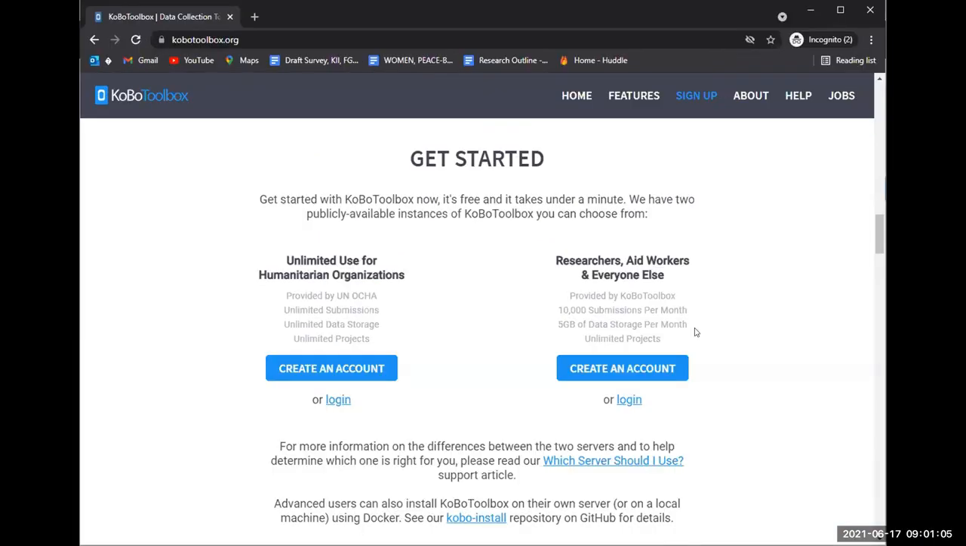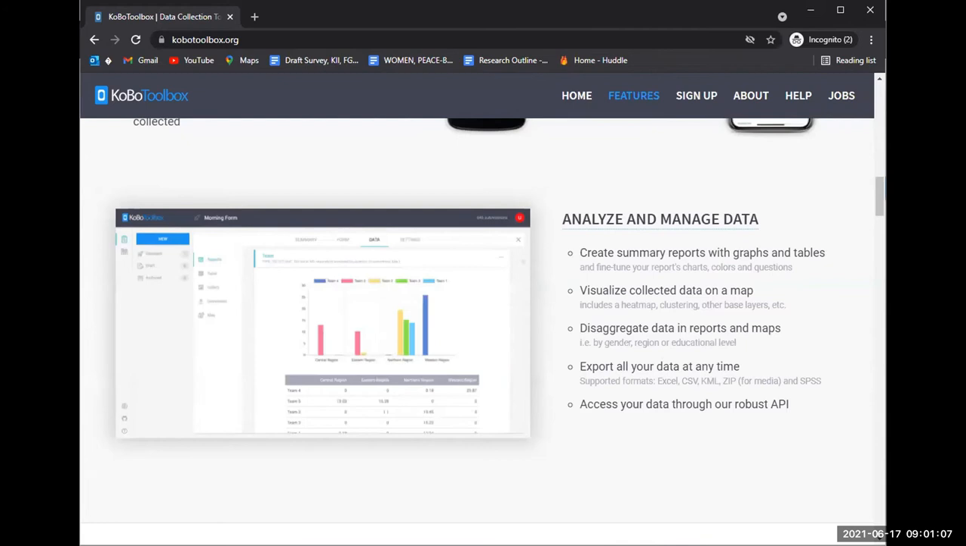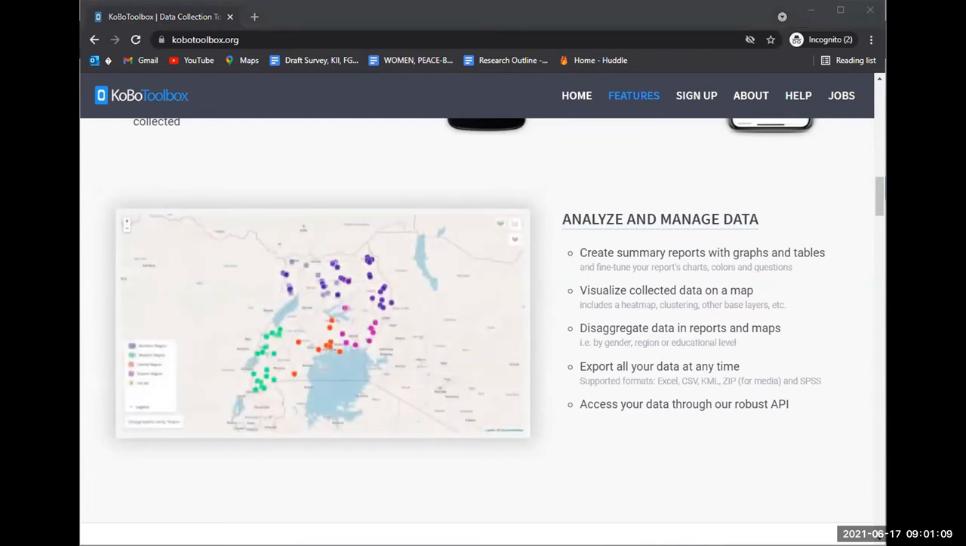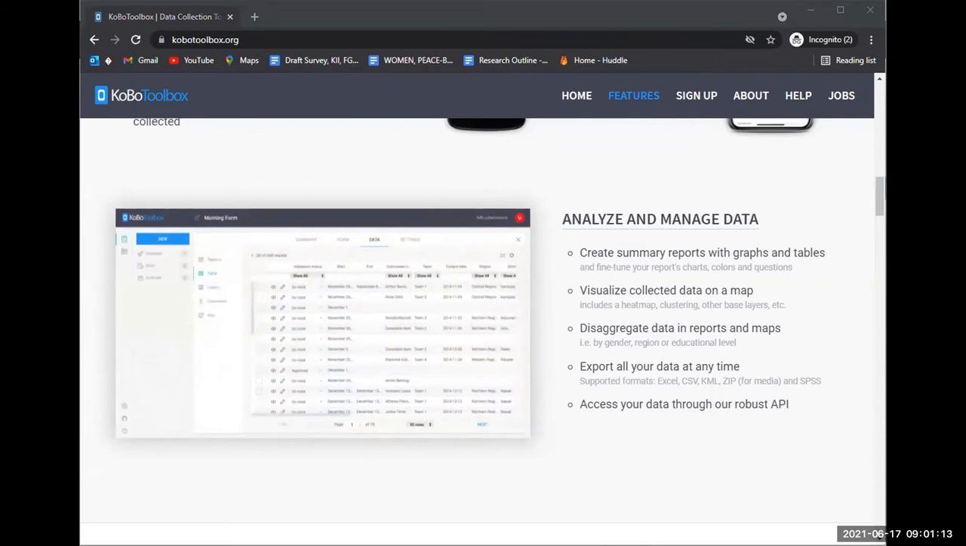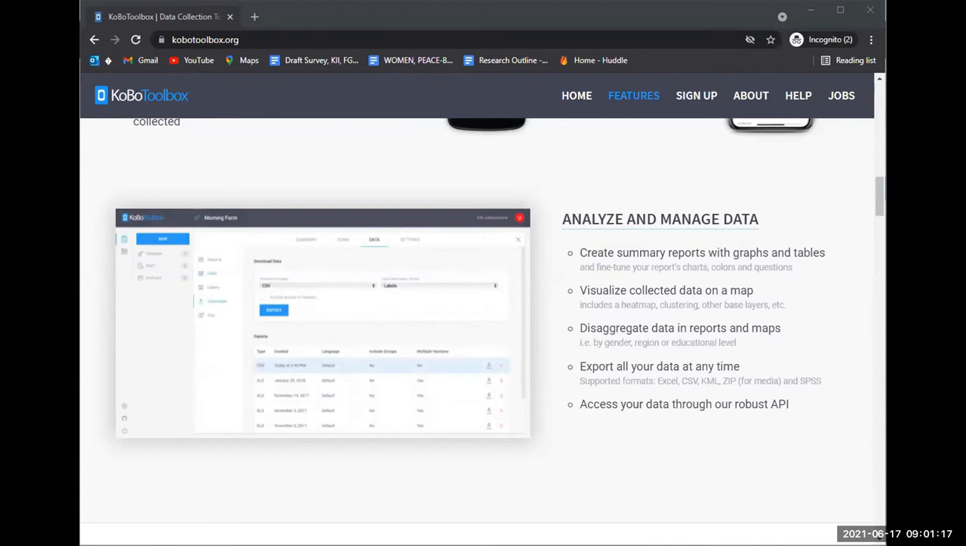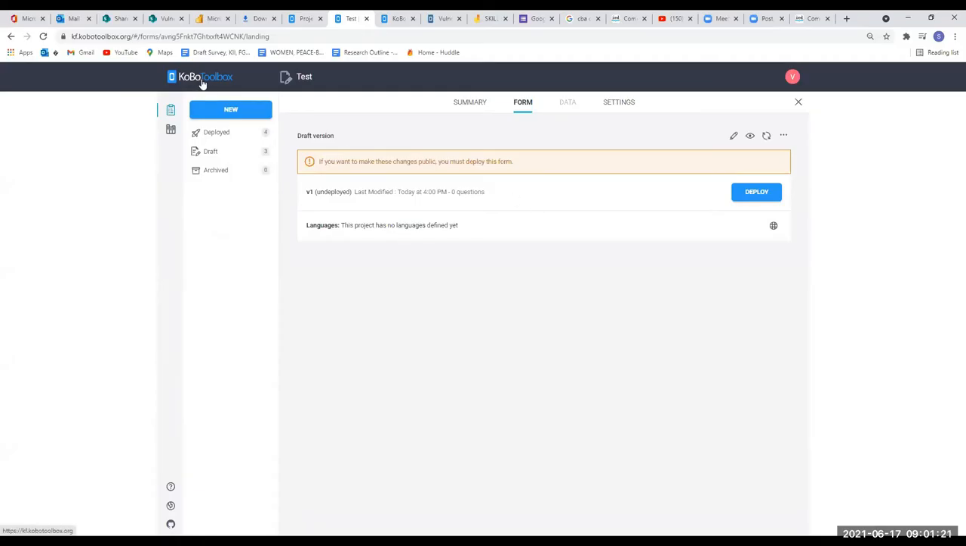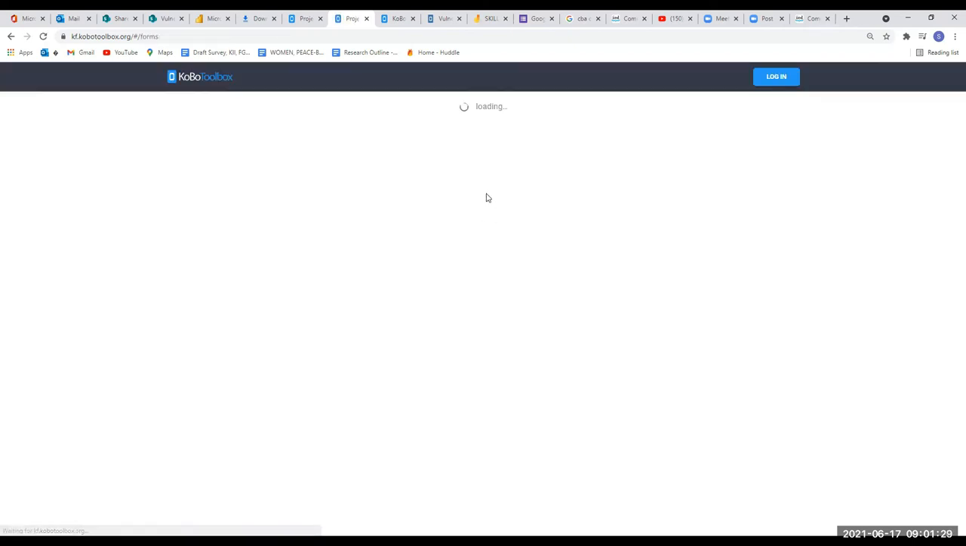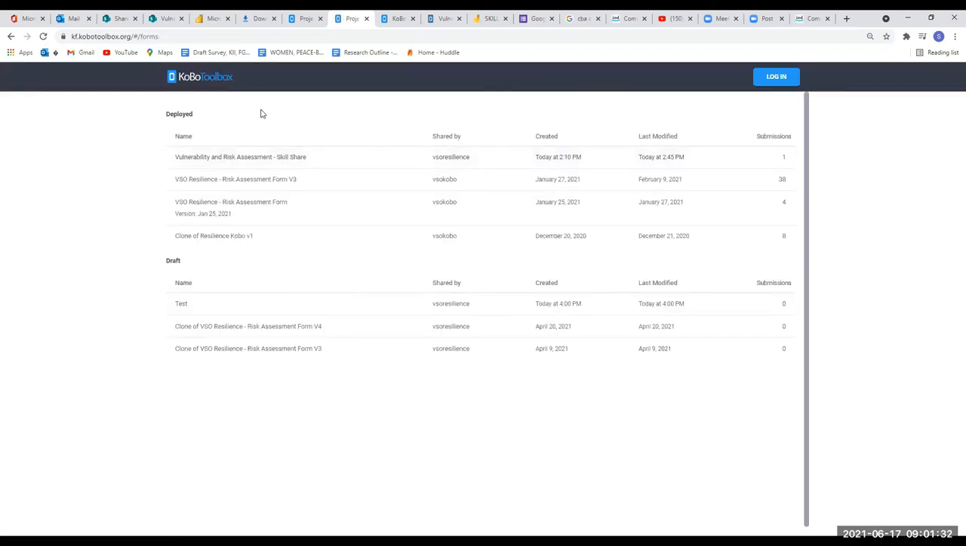Yeah, so this is the site, kobotoolbox.org. I hope you're able to see it now. And then the other one that I'm talking about is this. The previous one is the Kobo Toolbox site where you can create your form, and this one is the Kobo Toolbox account that I have.